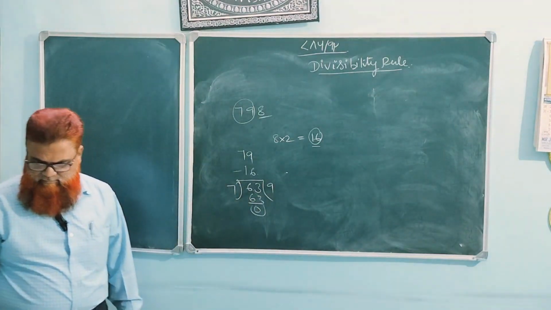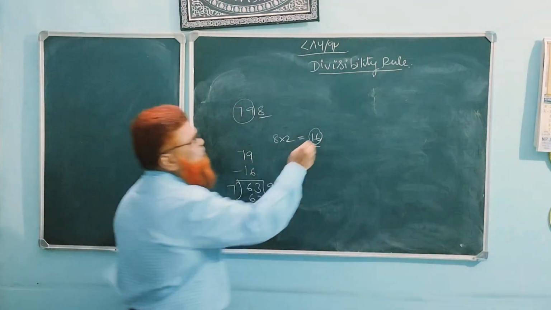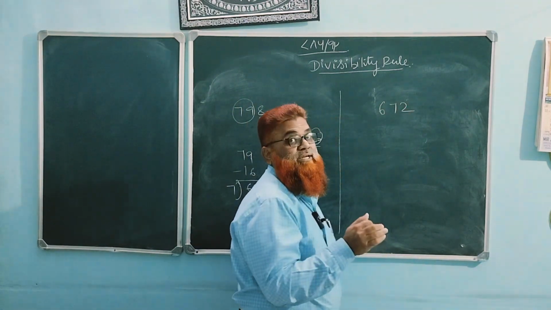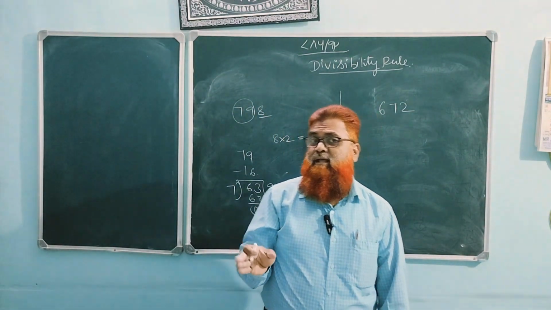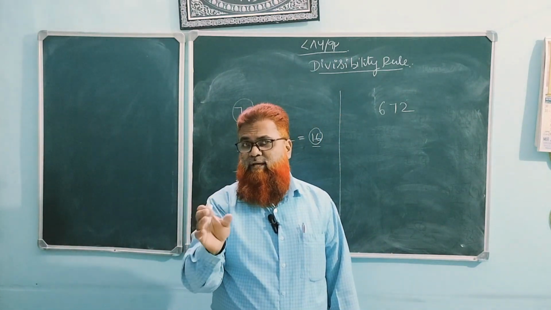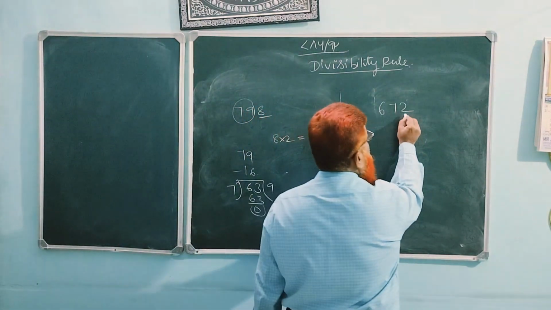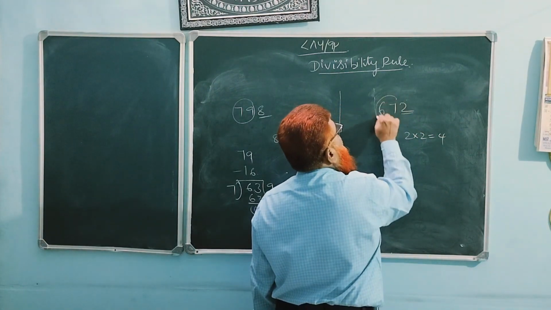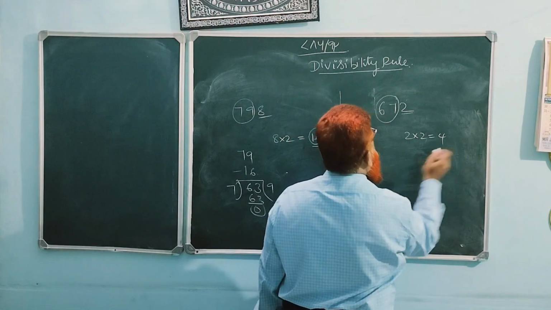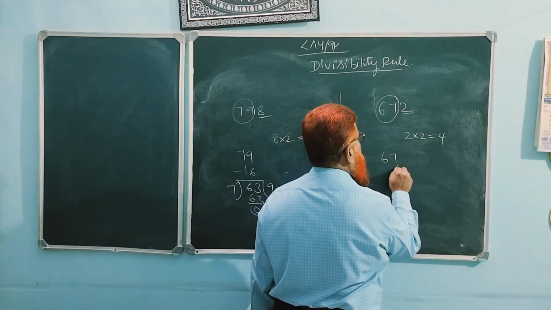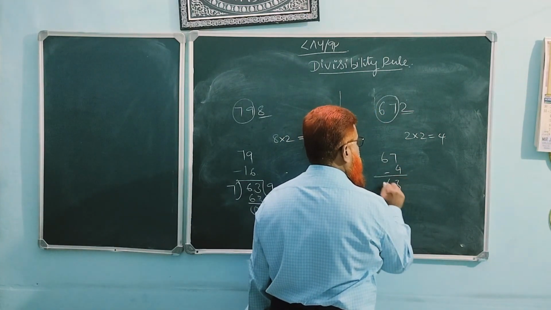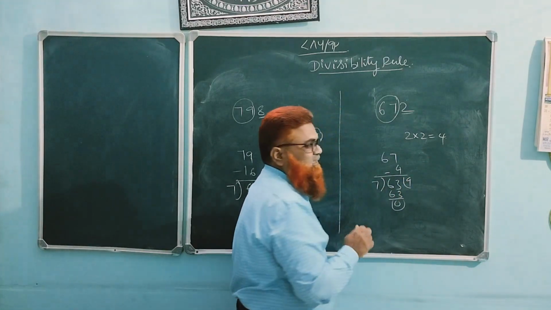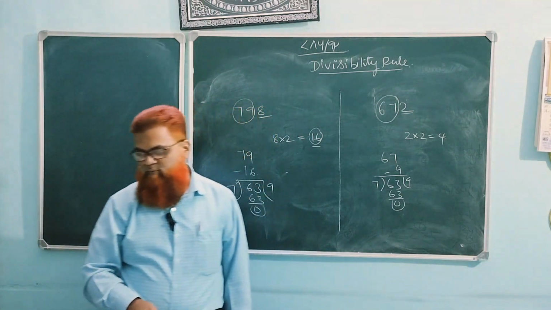Similarly, when you take another number, 672. What is the test? Once again I repeat that. Take the unit place number and double it. What is the unit place number here? 2. And double it, you get 4. And the remaining number is 67. Subtract this 4. You get again 63. Then 7 nines are 63. Then this is divisible by 7.